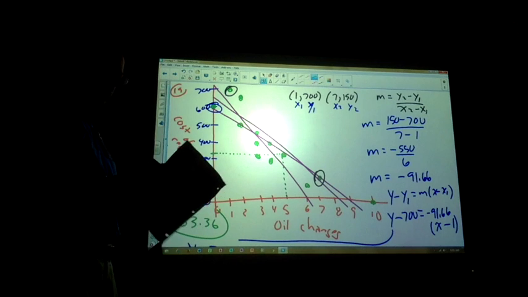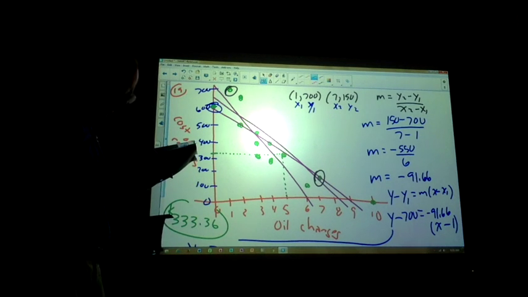5 oil changes. Let's look at our data. 5 comma 300. We're saying it's 331 or 333. Our data says what? Yeah, so we're kind of over. Does that happen? We don't have a whole lot of data here to make a judgment call. But that's how you do that.